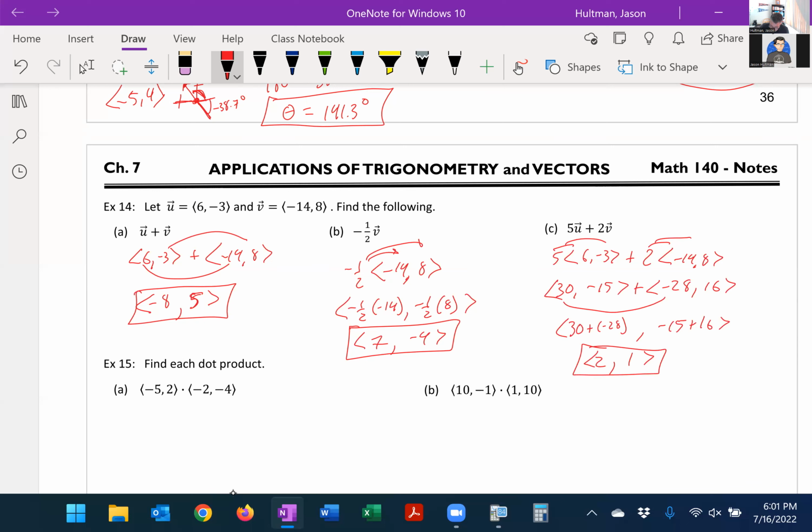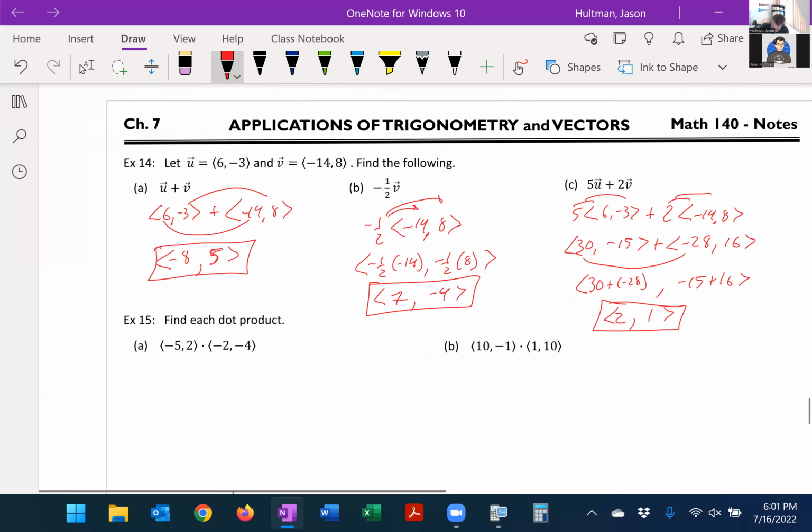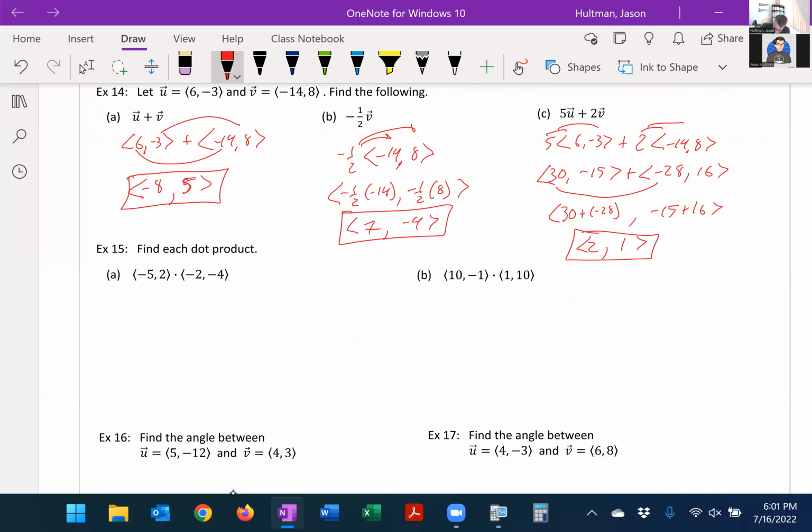Okay, find the dot product of each. So dot product, we're going to multiply the first components together and then add that to the product of the second components. So the product of the x's, negative 5, negative 2, plus the product of the y's, 2, negative 4. This will give me one value. This is 10 minus 8, which is 2.